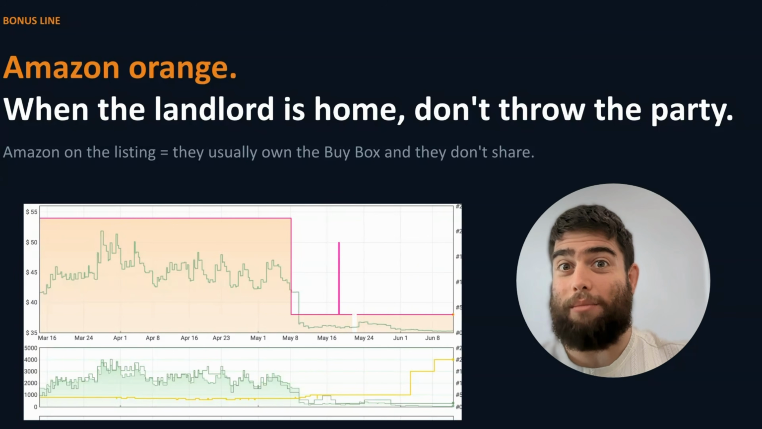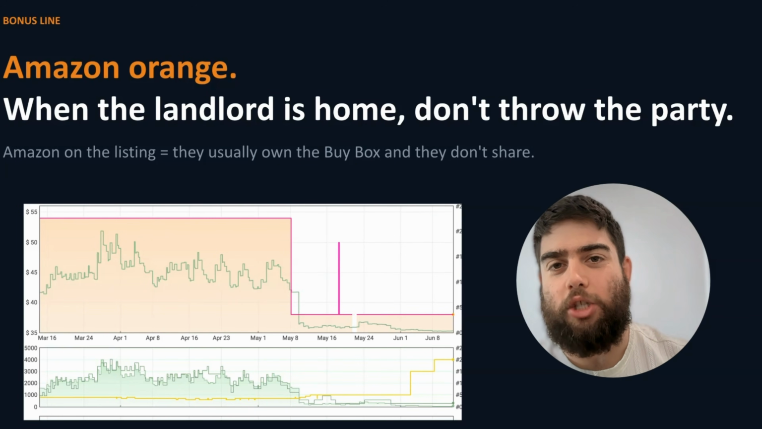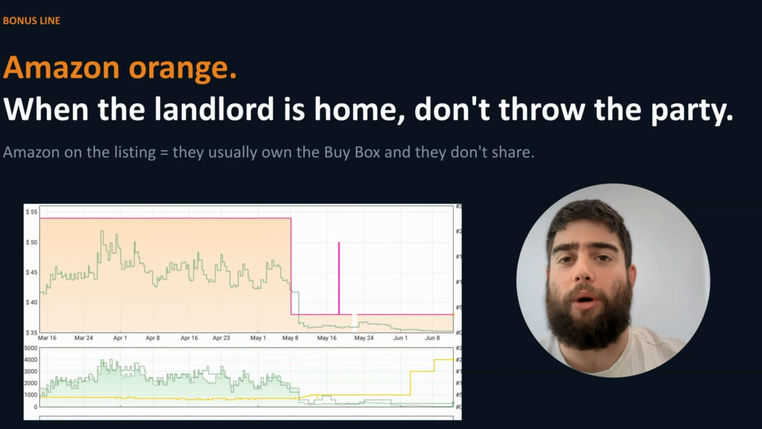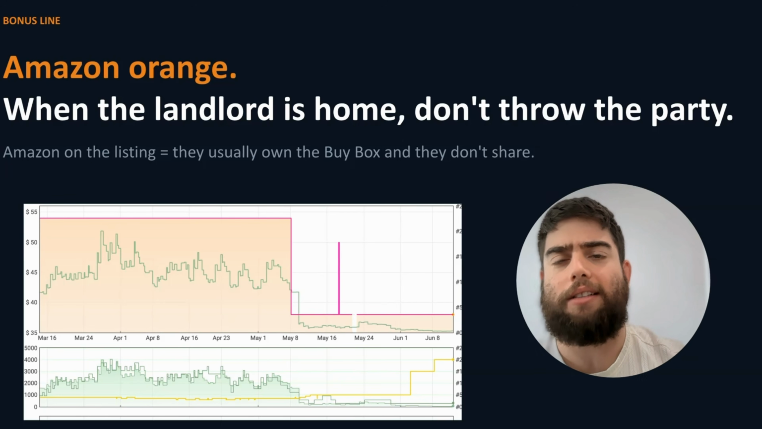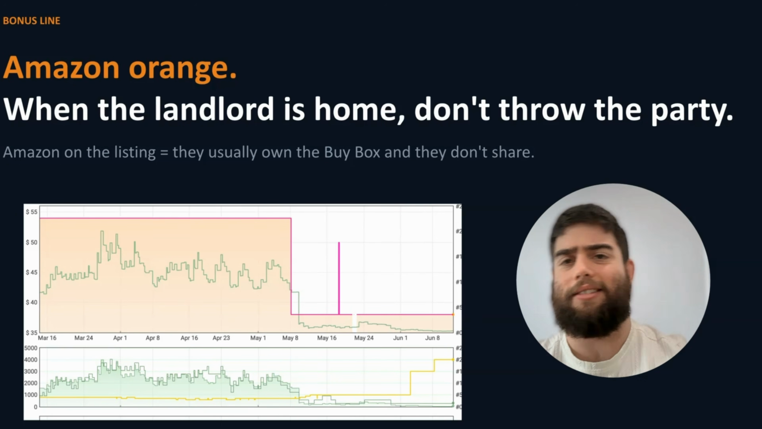Little bonus, Amazon's here. We see a little orange highlight on the graph. Stay away, right? It's the landlord. Don't throw a party when the landlord is home. You're going to get in trouble. And it's not trouble. Your account health's not going to suffer, but you're just going to buy inventory that Amazon is not going to give you the buy box. So it's not worth it to compete with Amazon. You see an orange highlighted, stay away.